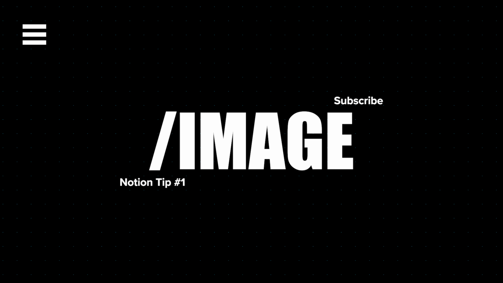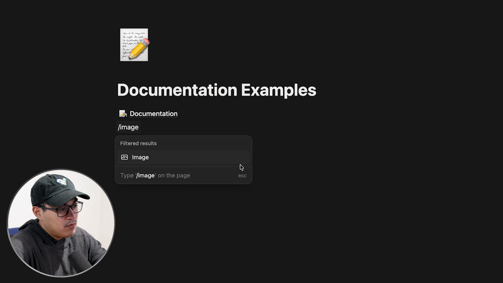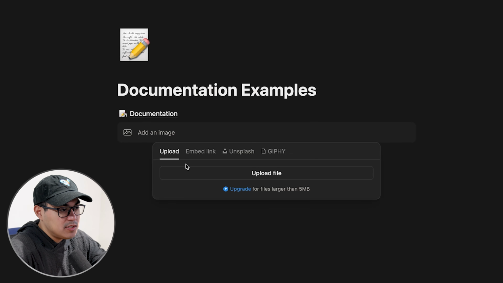Let's go over some Notion shortcuts that are not talked about often, starting with the /image shortcut. So what you can do is type /, then the word image, and when you find this result here and click it, you'll see you get some options.